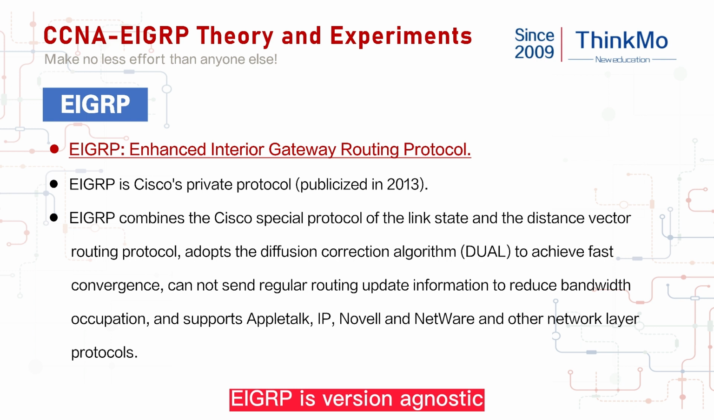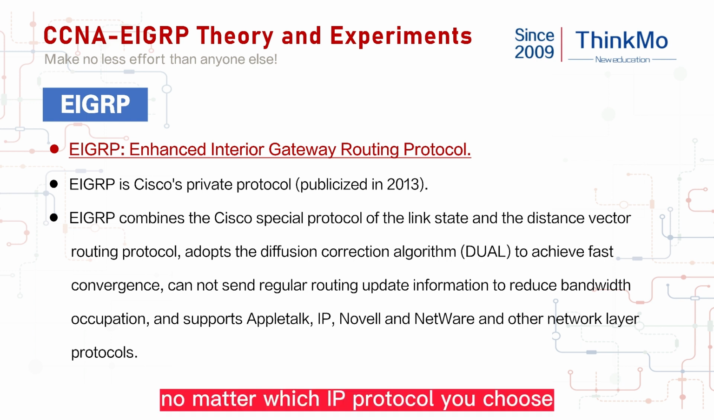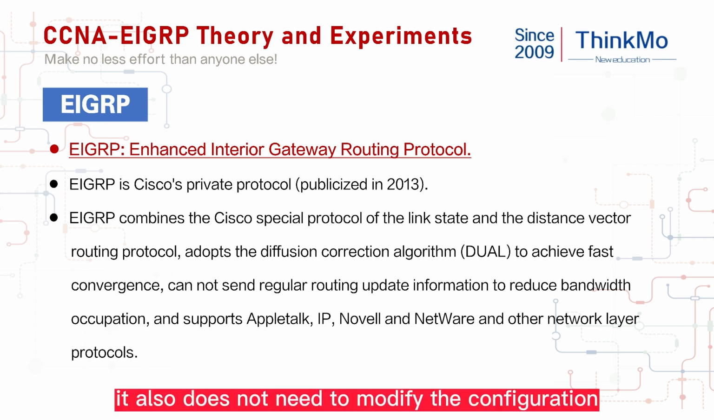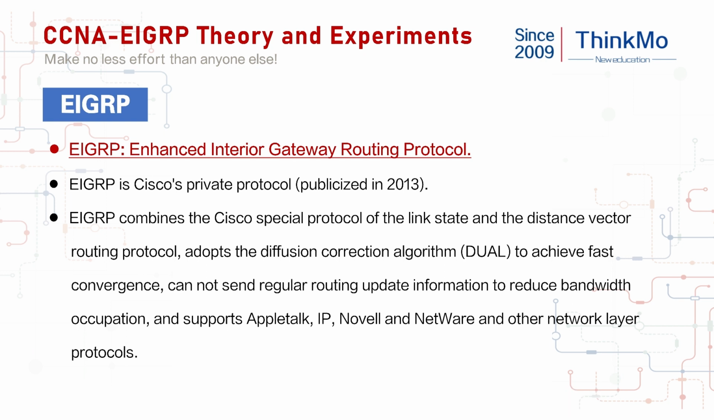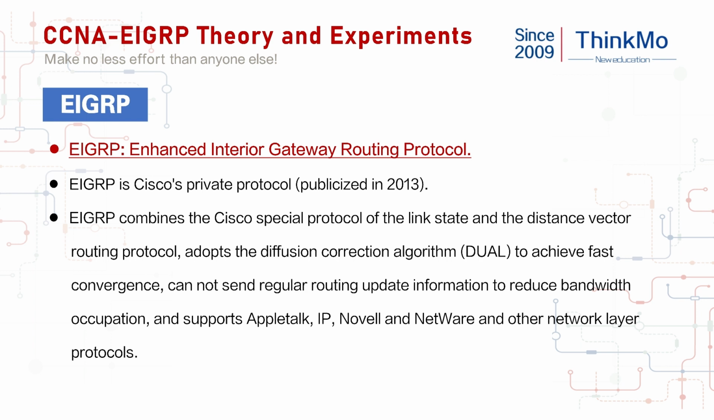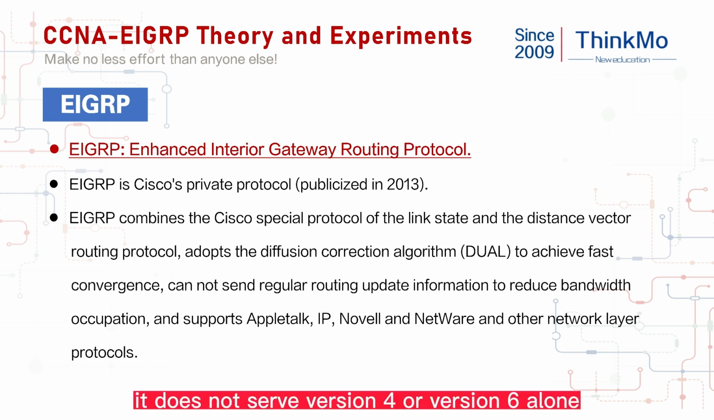EIGRP is version agnostic. That is, whether it is the current version 4 or the future version 6, no matter which IP protocol you choose, EIGRP works as usual. It also does not need to modify the configuration. It is unversioned, so in the future if there is a transition, it can do a very smooth transition, with little impact on configuration. It does not serve version 4 or version 6 alone. Here's the difference between them.